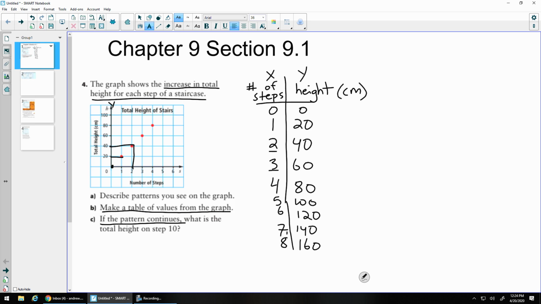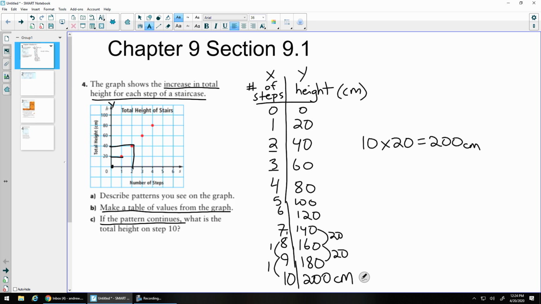So if we're at 10 steps, we can times it by 20 to get 200 centimeters high, 2 meters high. And if we continued this pattern, going up by 20 each time, going up by 1 here each time, when we get to 10, we'll have gone 200 centimeters.